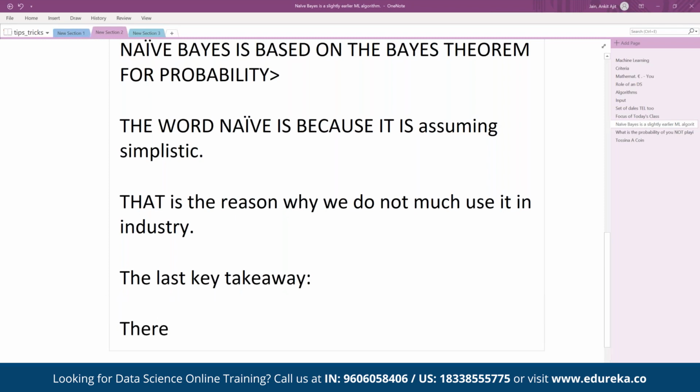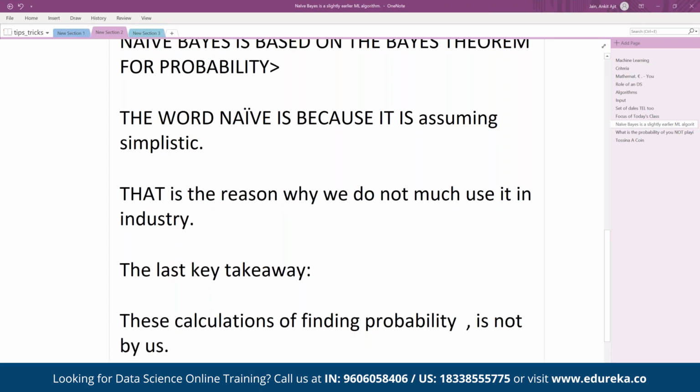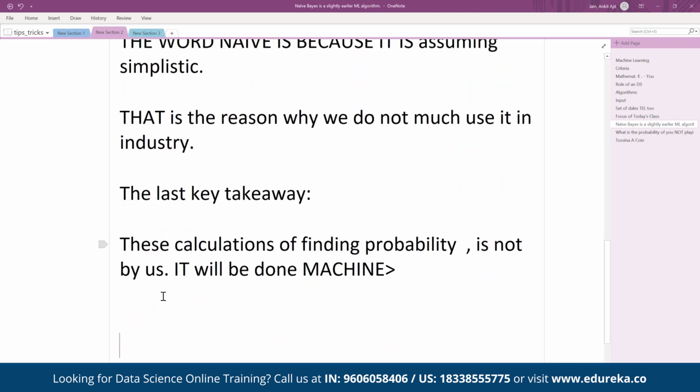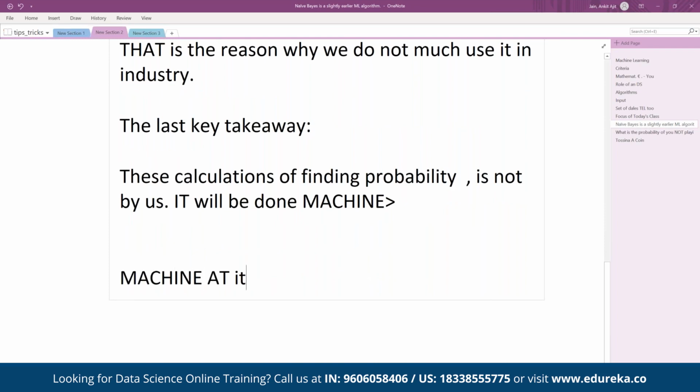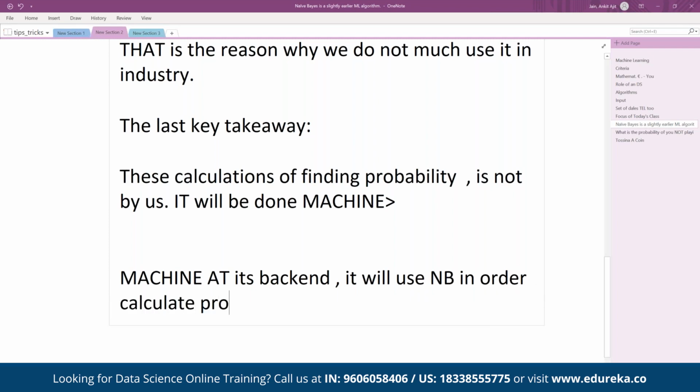these calculations of finding probability are not done by us. Who will do this? It will be done by the machine. That's why it's a machine learning algorithm. But what are we understanding? That the machine at its back end will use Naïve Bayes in order to calculate probability and classify. Are you all understanding? When you tell the machine to please use the Naïve Bayes theorem, it will do the calculations which I just showed.